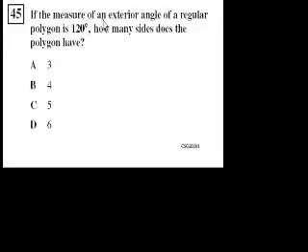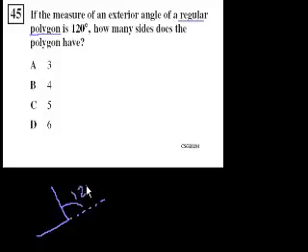Okay, problem 45. If the measure of an exterior angle of a regular polygon, so that means that all of the angles are congruent, is 120 degrees, how many sides does the polygon have? Okay, so if we think about this as the vertex in question, let's say that's the vertex of this polygon we're thinking about, and we want to measure its exterior angle, so I'd extend one side of the vertex, and they're saying that that is 120 degrees.